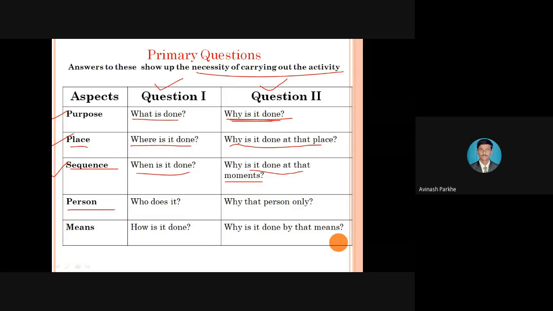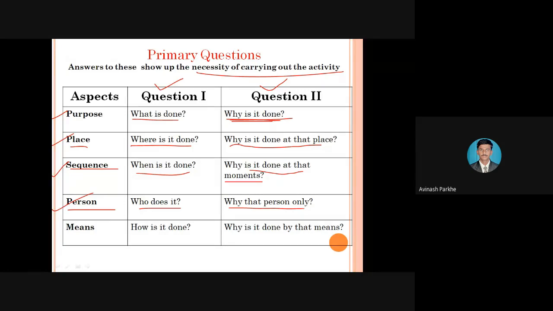Then person, who does it? If I am doing the modification, who is doing that particular modification? Whether a skilled operator is doing it, whether a supervisor is doing it, or whether an unskilled operator is doing it. So such types of questions will be asked in the fourth aspect, that is who does it, who is performing that particular modification, and why that person only. If I have selected a skilled operator for the modification, why is the skilled operator selected? Why is an unskilled operator not selected?